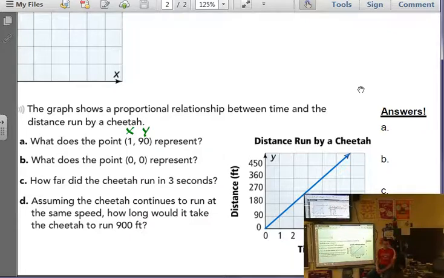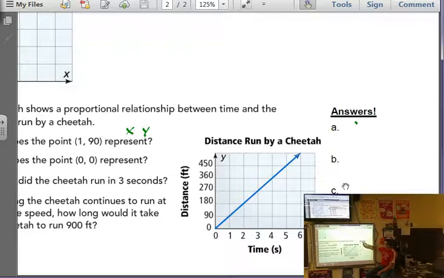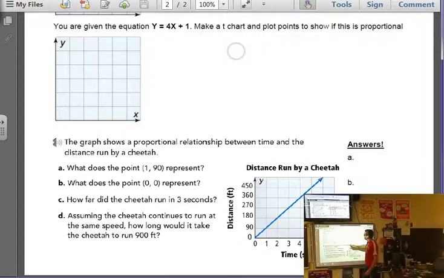It represents... Yeah, but we got to use the numbers in our answer. So 1, 90: 90 feet in 1 second. So your answer for A could be 90 feet in 1 second. I'm going to zoom out. It's a cheetah. How far is it? So 90. So then answer the other questions on your own.